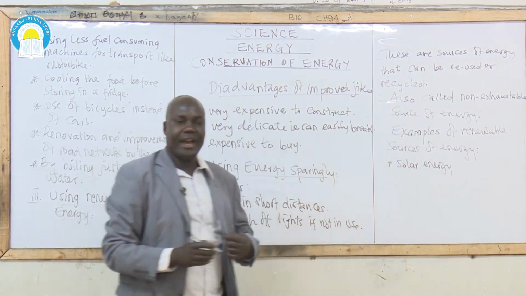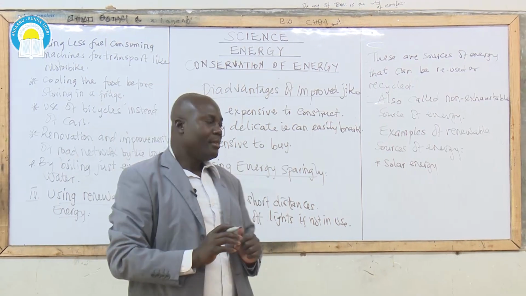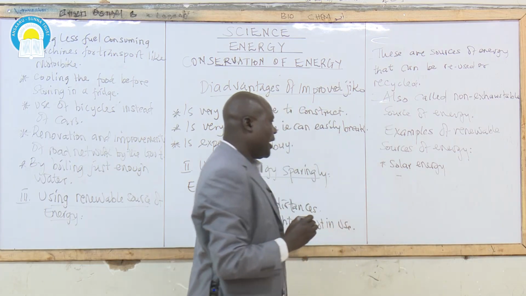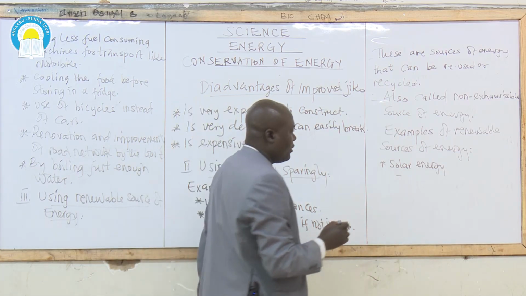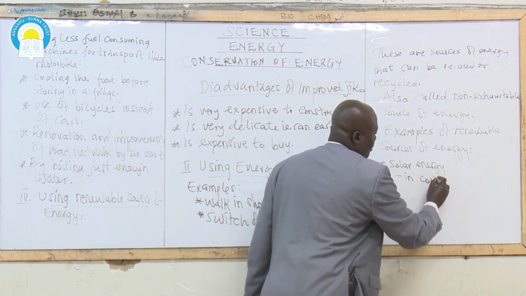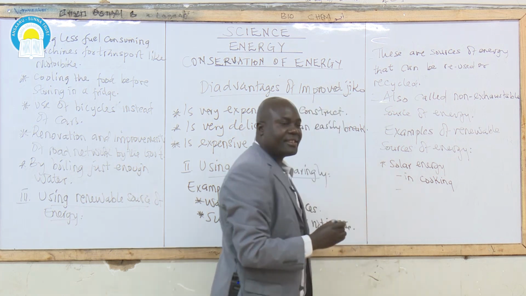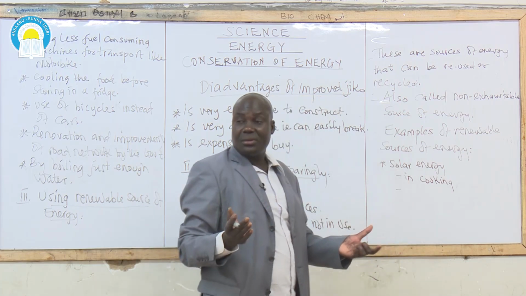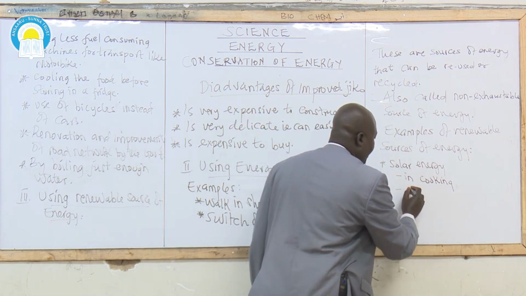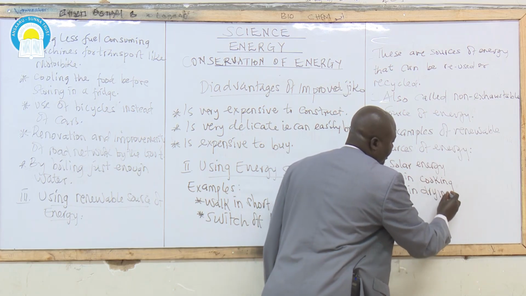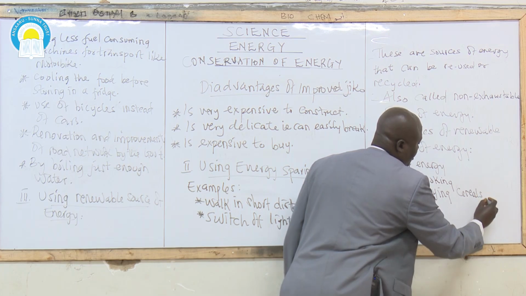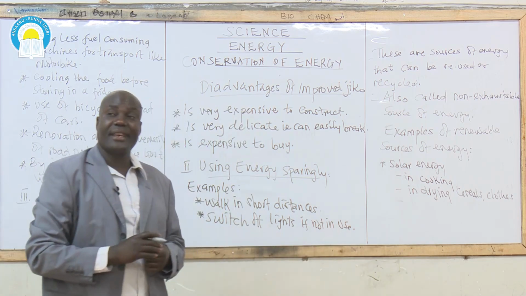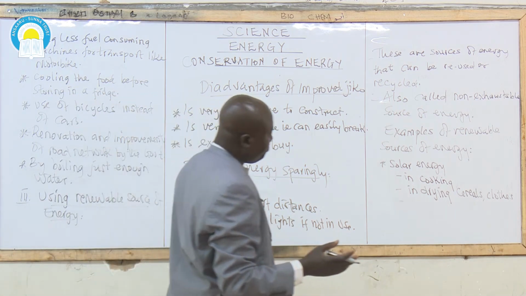When you talk of solar energy here, it means energy from the sun, that is light or heat. Solar energy can be used in cooking. We can also use this type of energy from the sun in drying, for example, cereals or clothes, etc. We can also use it for pumping water.